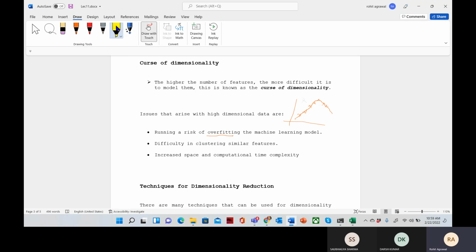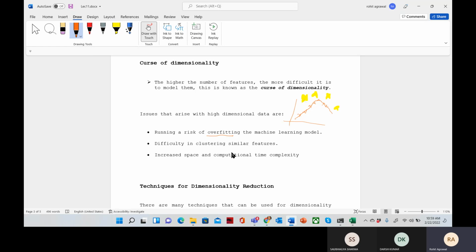So it fits the training data very well, but it doesn't fit the testing data as well. So this problem may arise if you have high dimensional data. Clear? So this situation can be there.